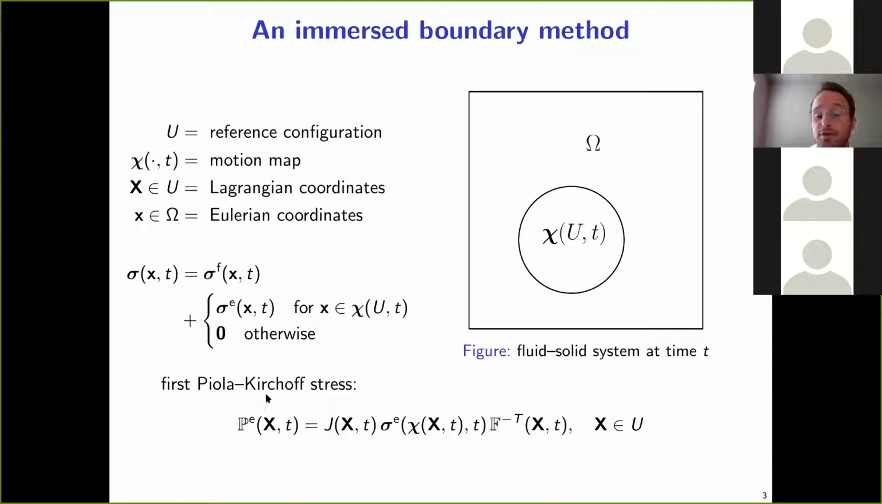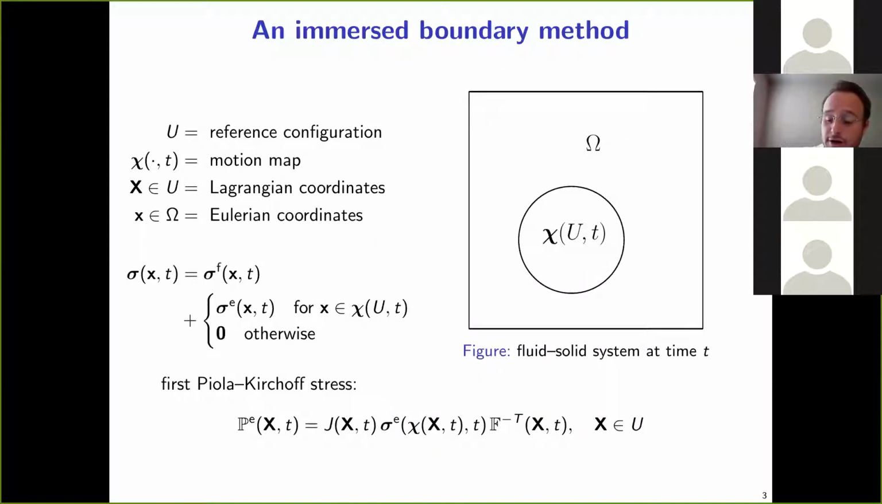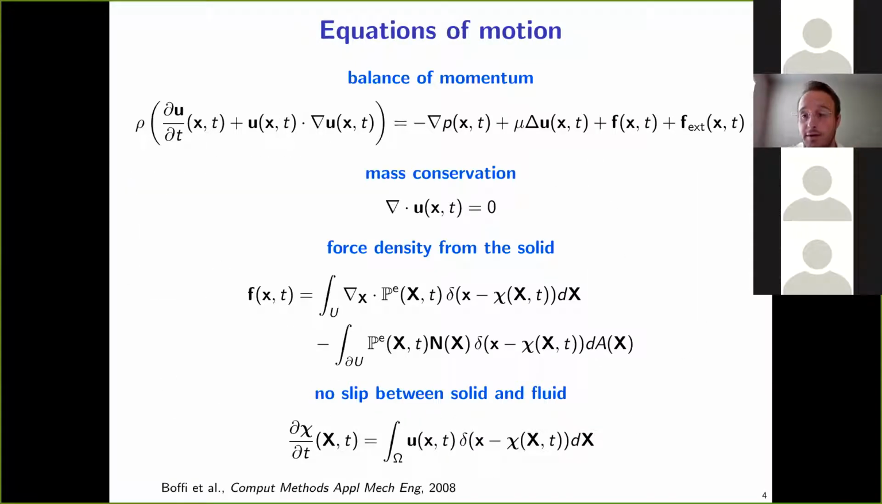Some additional notation here. The first Piola-Kirchhoff stress is related to the elastic Cauchy stress through this transformation. F is the deformation gradient, J is the determinant of the deformation gradient. So if you start from this model and work with the principle of virtual work, you can get these equations of motion.